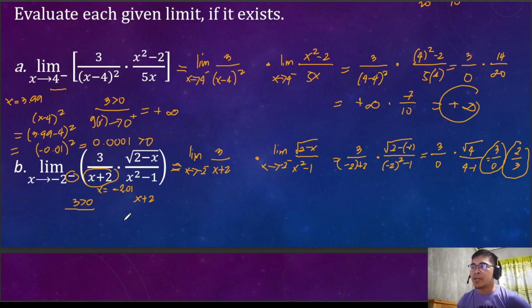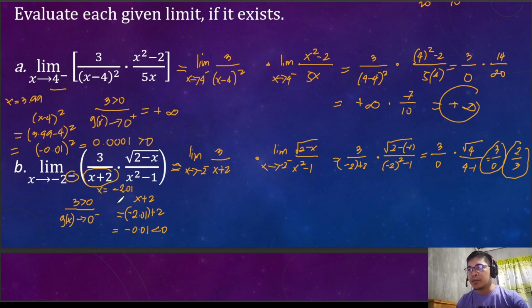So you just look for a value of x on the left side, the one that is closer. So negative 2.01 plus 2. The answer is negative 0.01. And take note that is less than 0. Therefore, our g of x approaches 0 from the left.